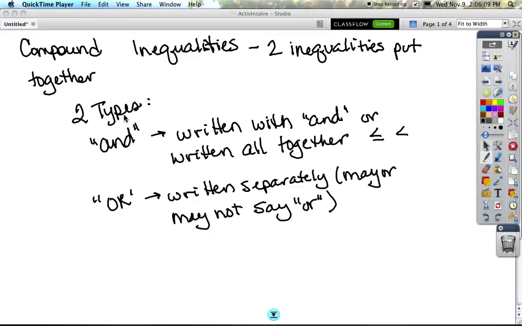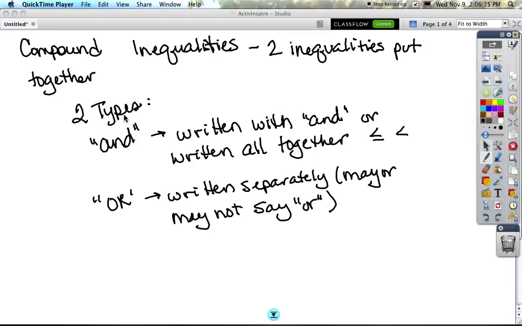Okay, so today's lesson, and I need you to write these notes down, is on compound inequalities. If you think about a compound sentence, that's two sentences put together. A compound inequality is basically two inequalities put together. So you're going to be solving two in one. It's not as hard as you think it's going to be.